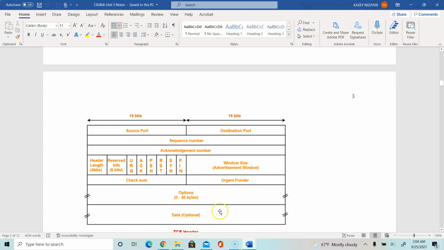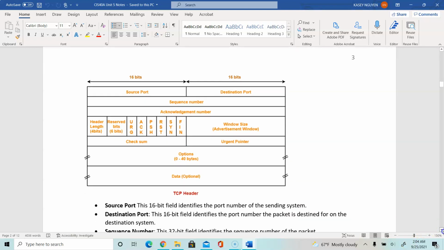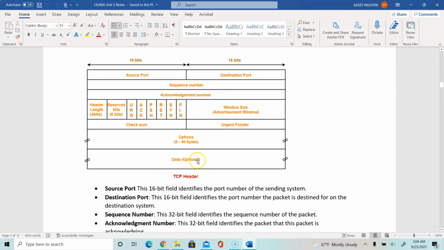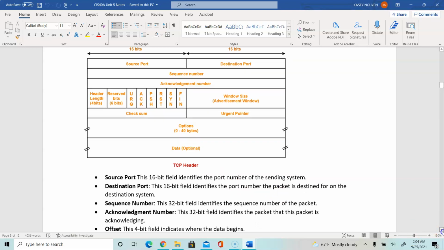And then there would be options for the byte size, but the data would be included in the body, not inside the header. But if there is some optional data information, that will be included in the header. So here it provides you with the breakdown of all the fields in the header.